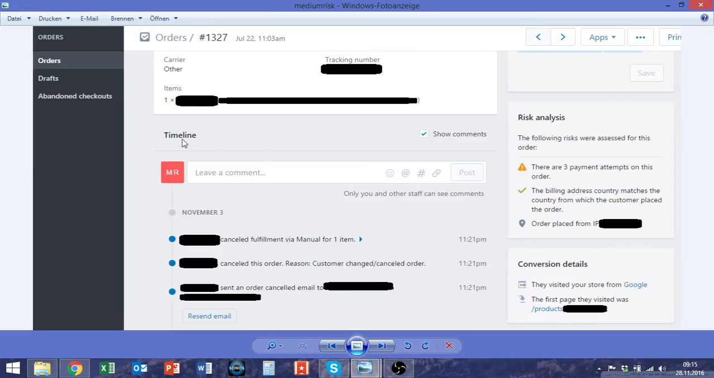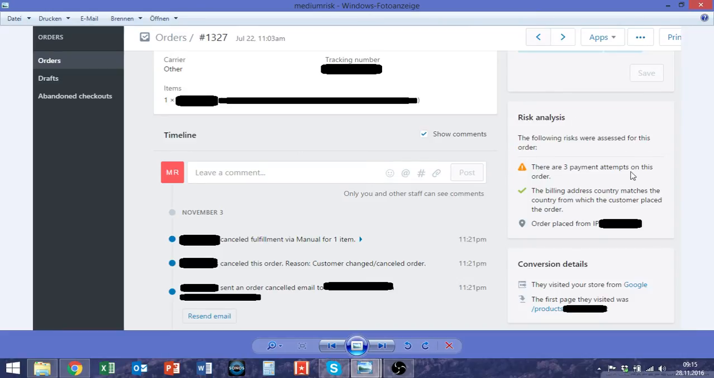I made a screenshot so that I can easily put these black things on the personal information. And what we have here is now a medium risk order from an order in my store. And as you can see here on the right side, in your orders, and then in a specific order, is the risk analysis. And in this case, the following risks were assessed for this order.